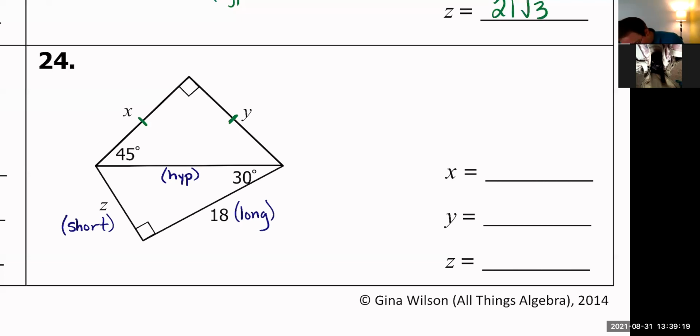But I need to figure out what I've got going on here. I see the short leg. I really want to know the short leg. I know the long leg. So I'm going to remind myself that the long leg equals the short leg times the square root of 3.